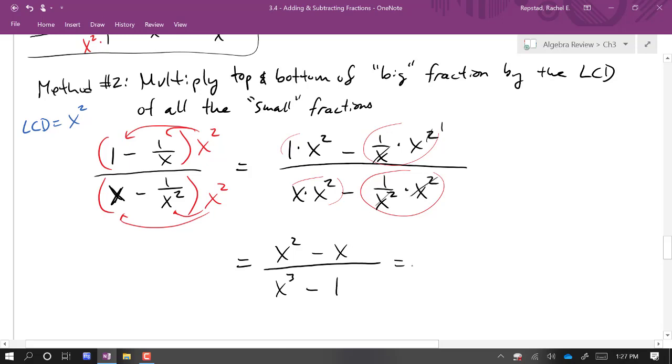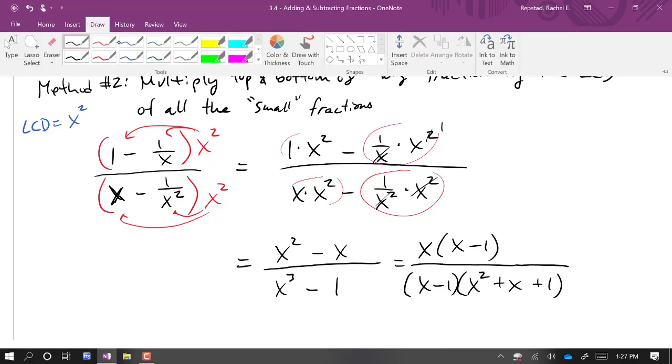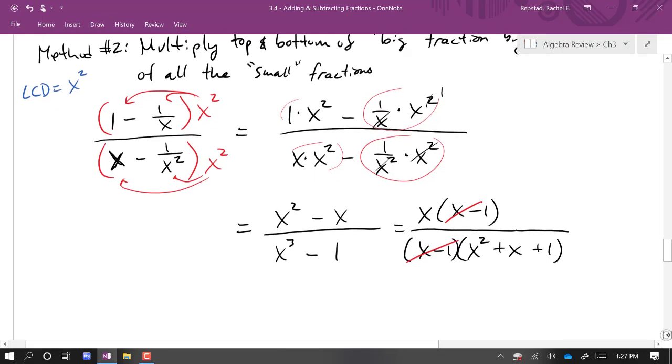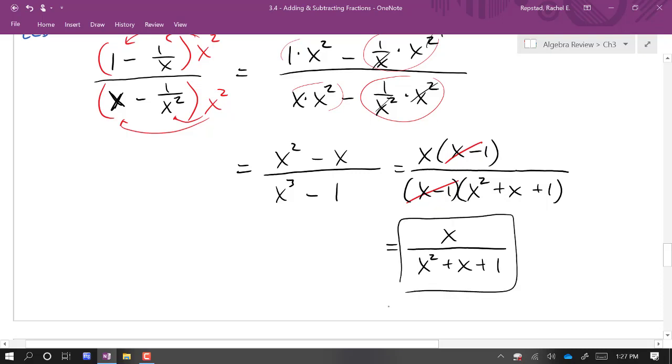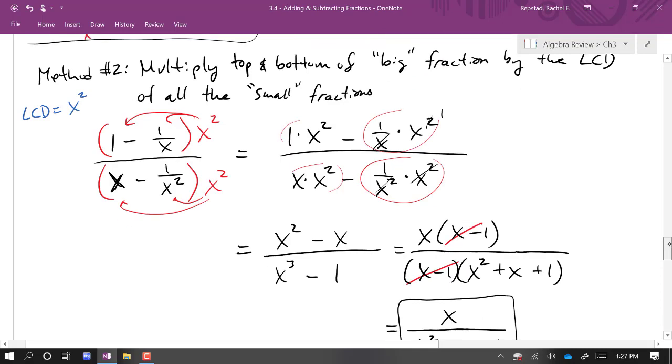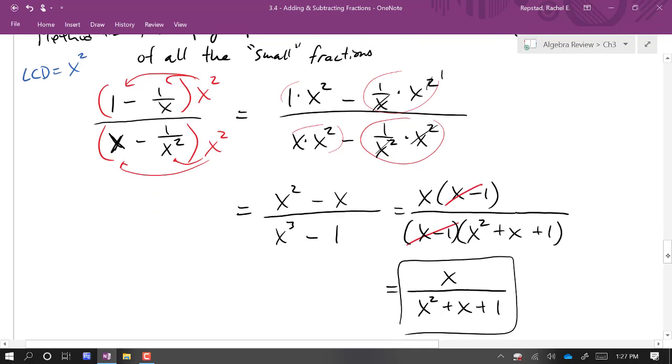And now I can simplify this fraction by factoring. Up top I could take out an x times x minus 1. The bottom is a difference of cubes: x minus 1 times x squared plus x plus 1. We see that the x minus 1's cancel, and we are left with x over x squared plus x plus 1, just as before. So these two methods are equivalent to each other. They both will always work. It's really just a matter of personal preference of how you want to go about simplifying complex fractions.